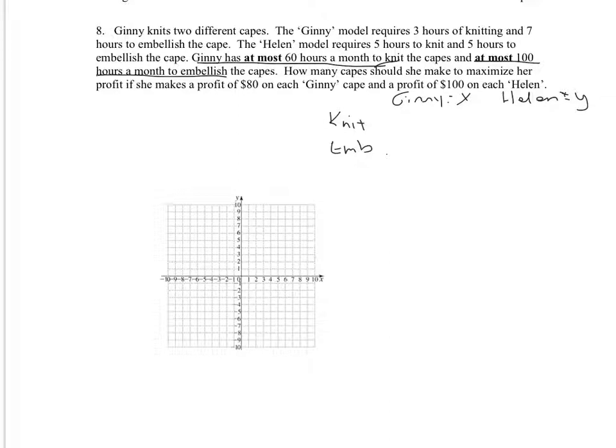So our equations we came up with when we pulled the information out of what they told us is that for knitting we had 3x plus 5y is less than or equal to 60.